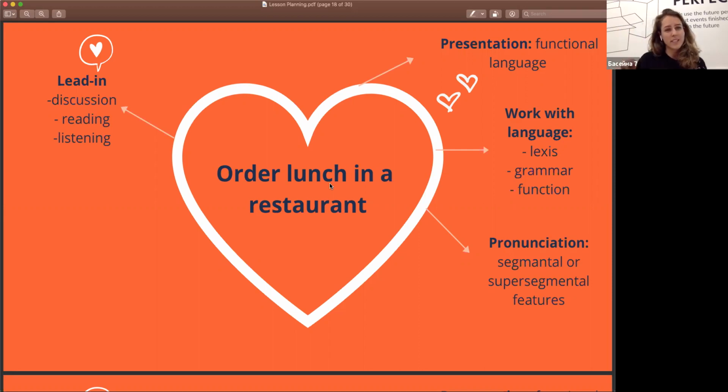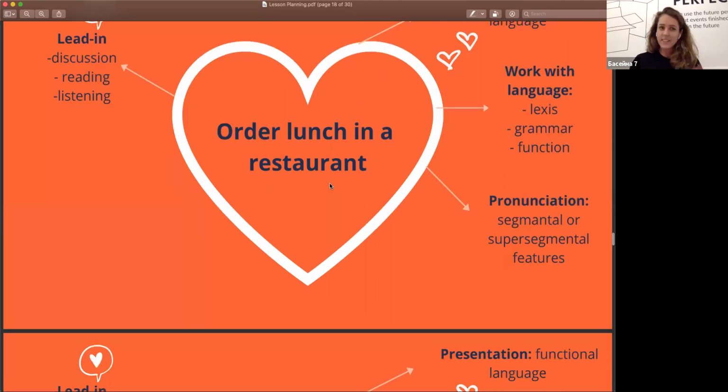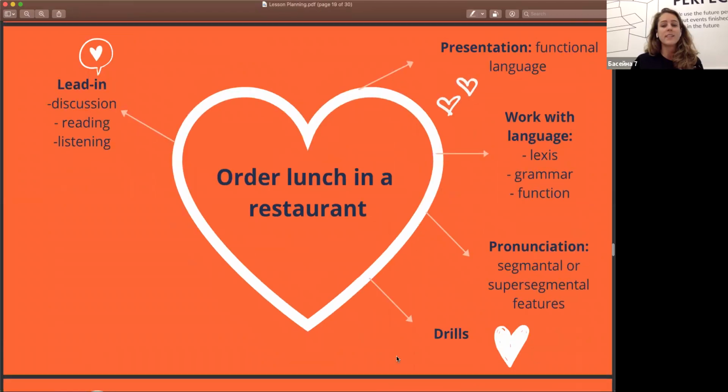Or it can be suprasegmental features. These are connected speech, intonation, rhythm, sentence stress. And again, all of these features, they are present in the functional language or in the grammar or in the vocabulary. And clearly, once you discuss that with your students, you need a drill.